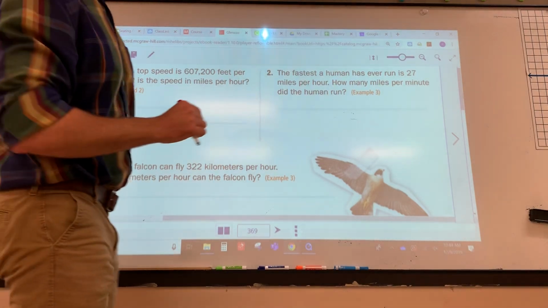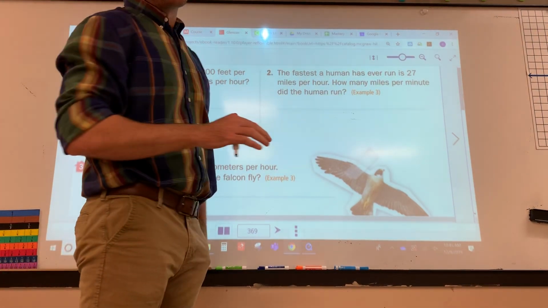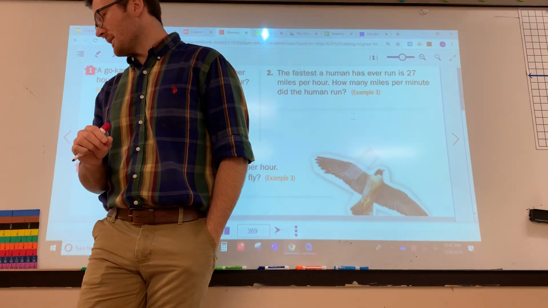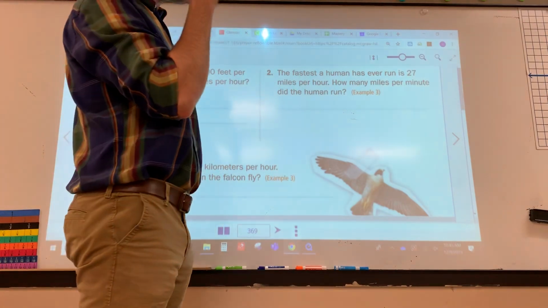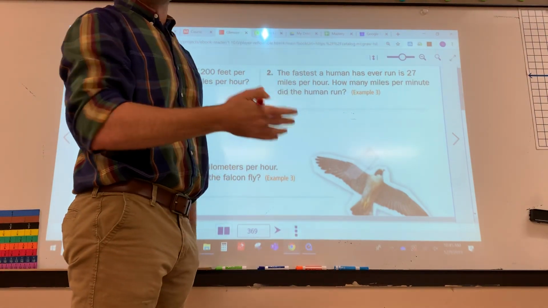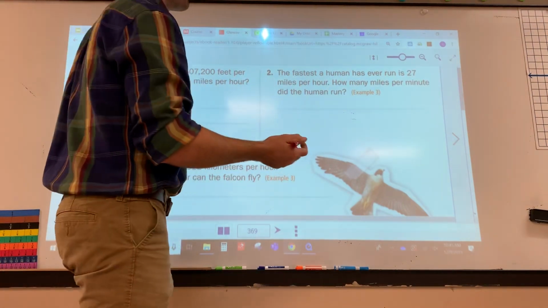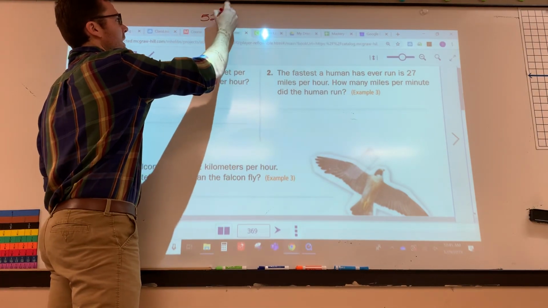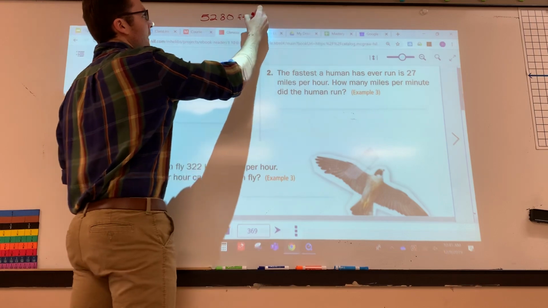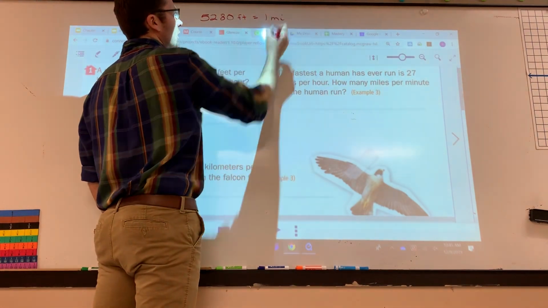Hey guys, before we get started, I want to remind you that on page 366, there is a table that's really important. It tells you some of the unit conversions that are common. For example, there are 5,280 feet in 1 mile.